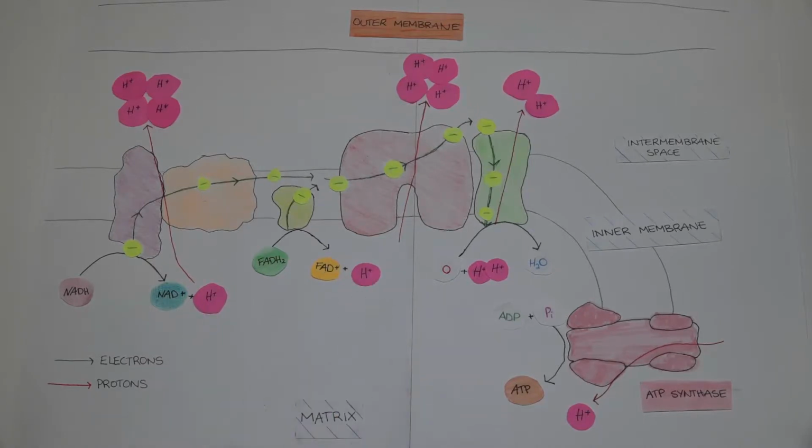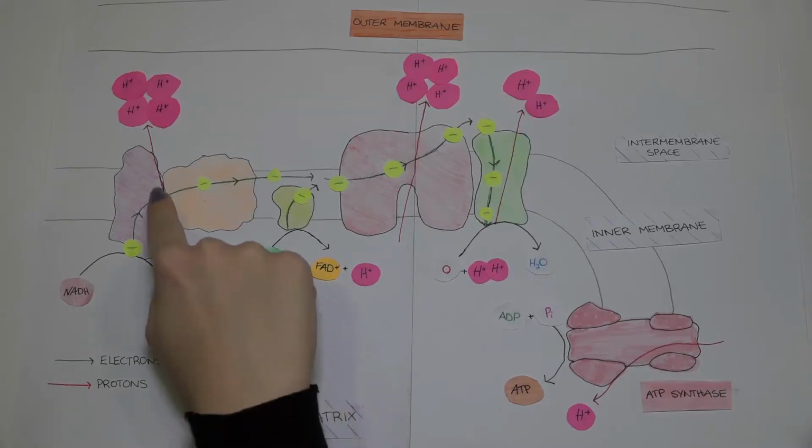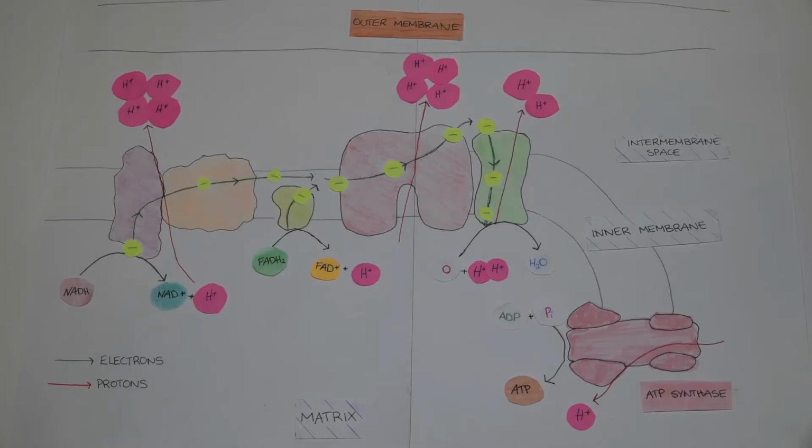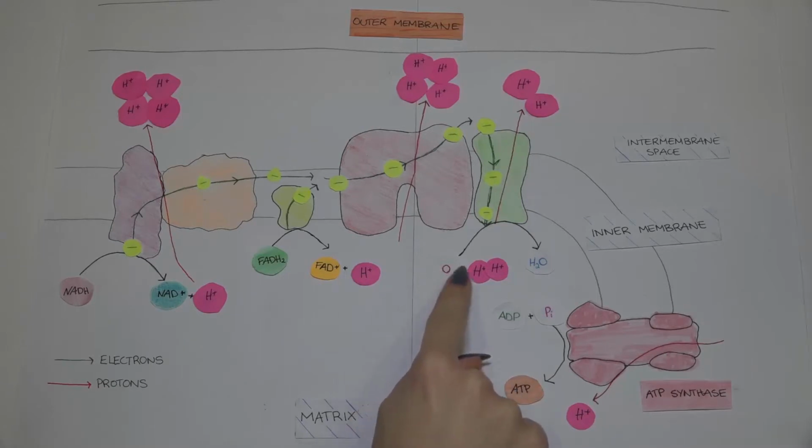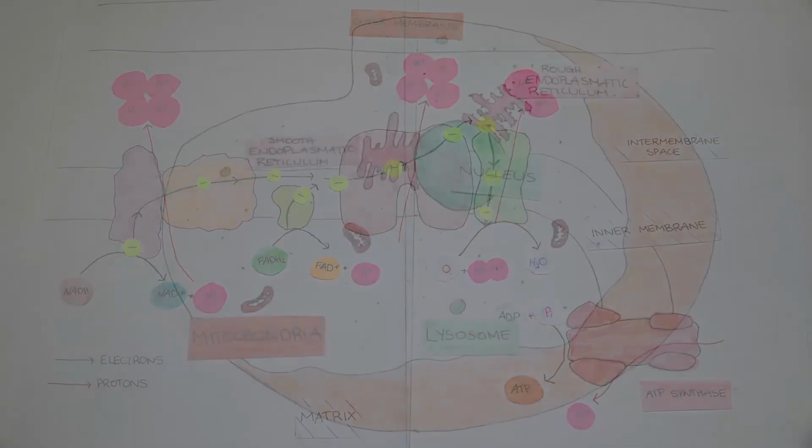As the electrons move along the electron transport chain, the protons released by the reduced NAD and FAD accumulate in the intermembrane space, creating a concentration gradient. Protons then move down the concentration gradient via ATP synthase, causing a conformational change in the protein and leading to the production of ATP. Oxygen acts as an electron acceptor at the end of the chain to create H2O, allowing the cycle to start again.